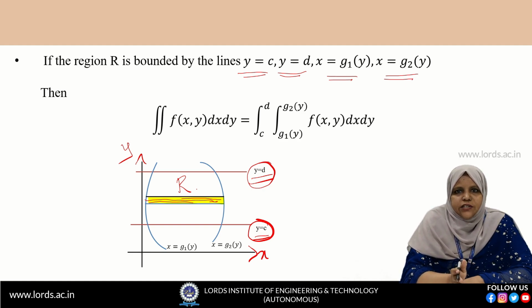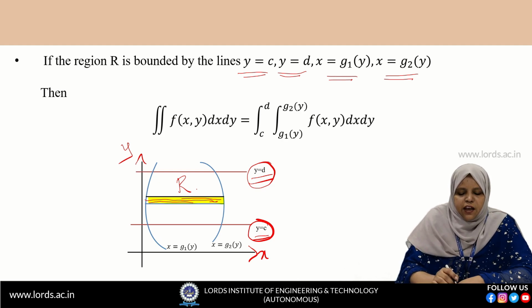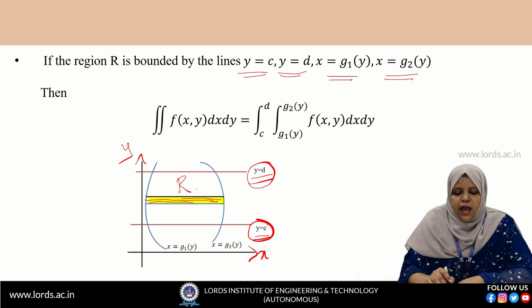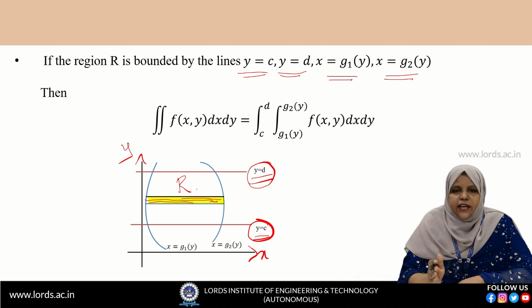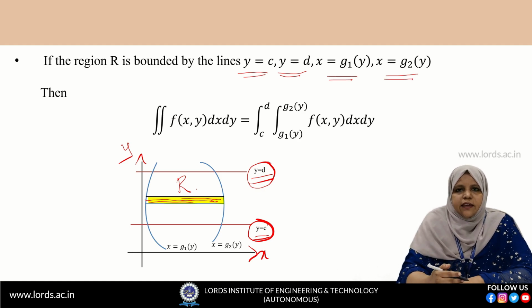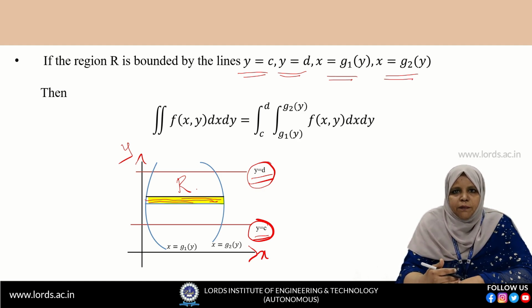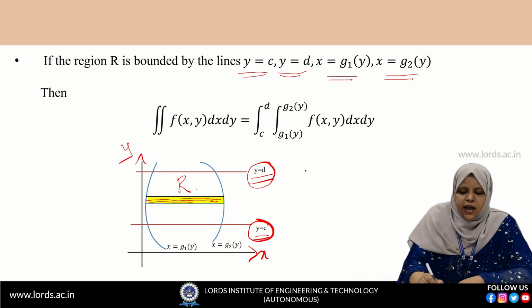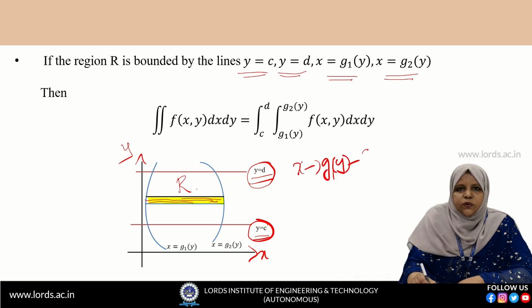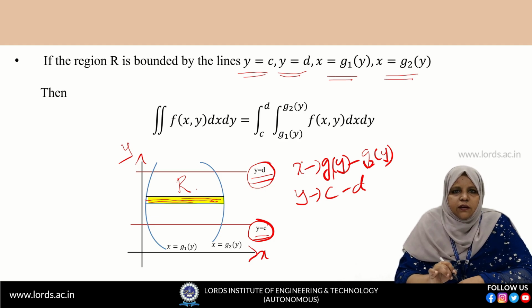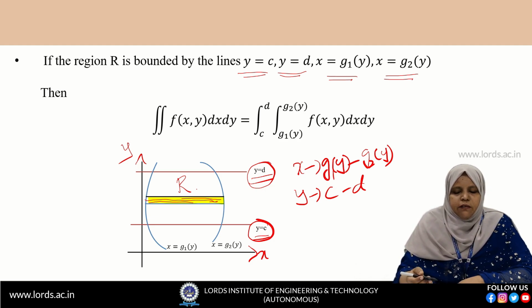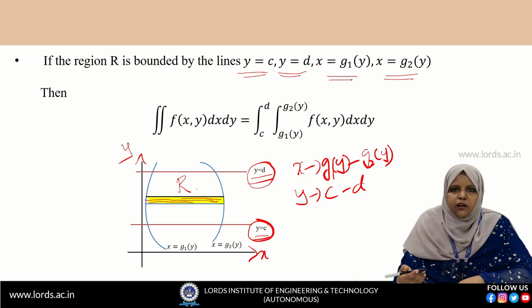And where I have put the ends of the strip: the first end of the strip I have placed on x is equal to g1 of y, and the other end on x is equal to g2 of y. So by seeing the movement of the strip, from down to up, I get the limits of y, and by seeing the ends of the strip, I get the limits of x. As we see here, the limits of x are g1 of y to g2 of y, and the limits of y are c to d. Here again, when you evaluate it, you have to keep in mind the order of integration.